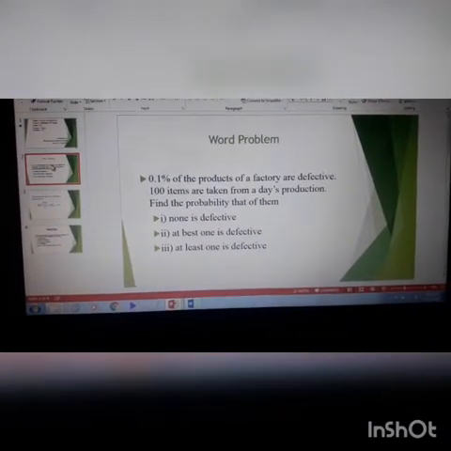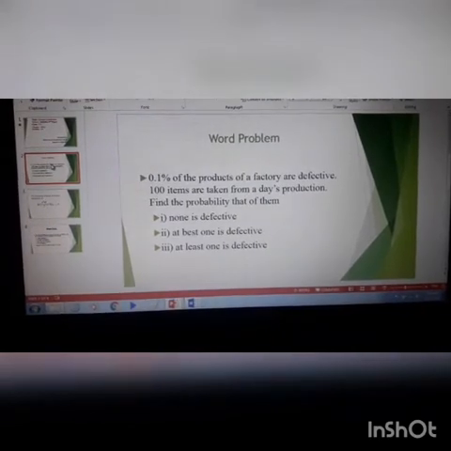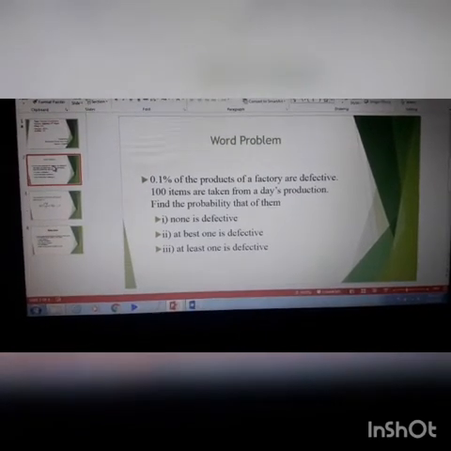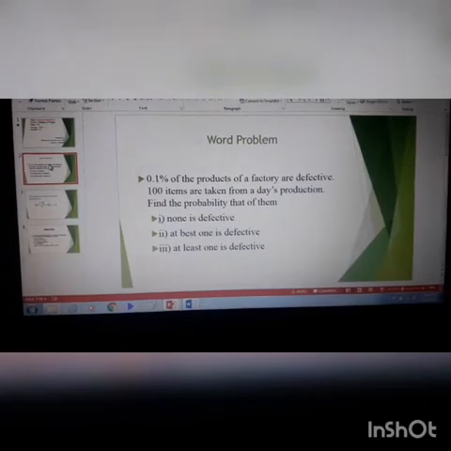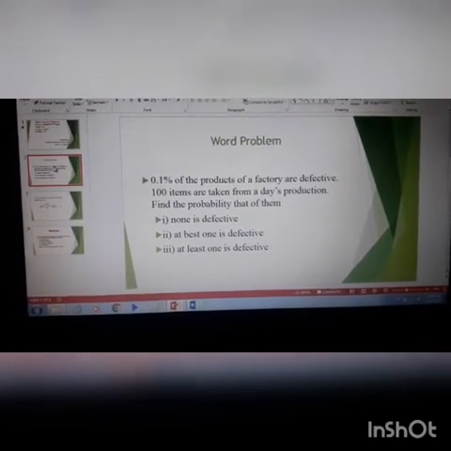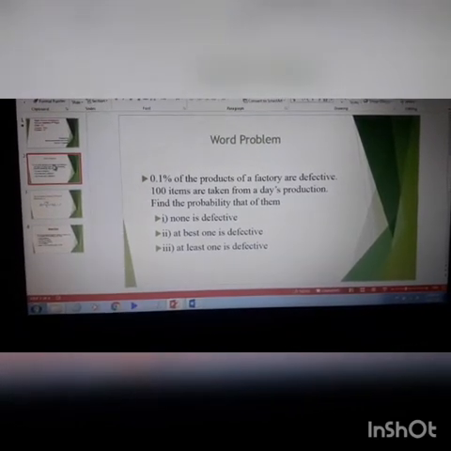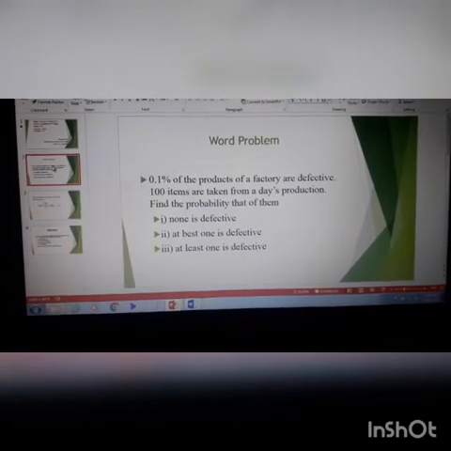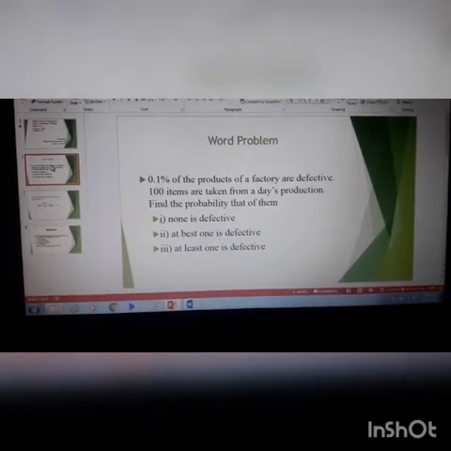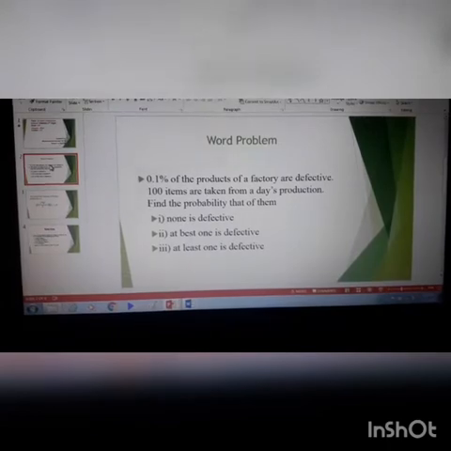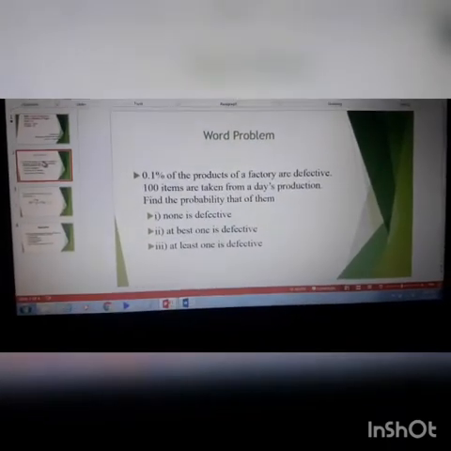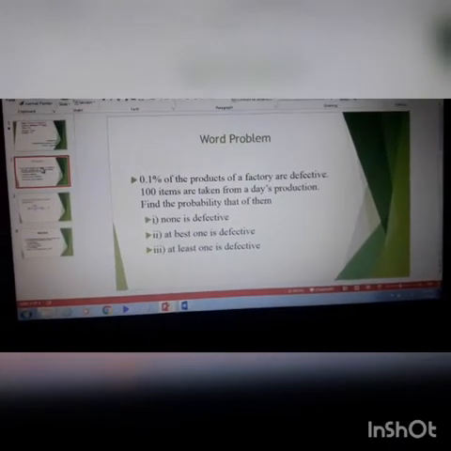The problem is: 0.1% of the products of a factory are defective. 100 items are taken from a day's production. Find the probability that of them, number 1, none is defective, number 2, at most one is defective, and number 3, at least one is defective.